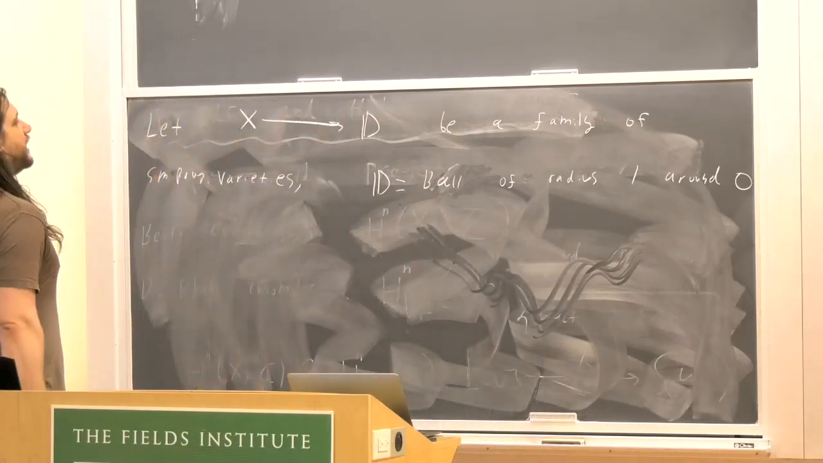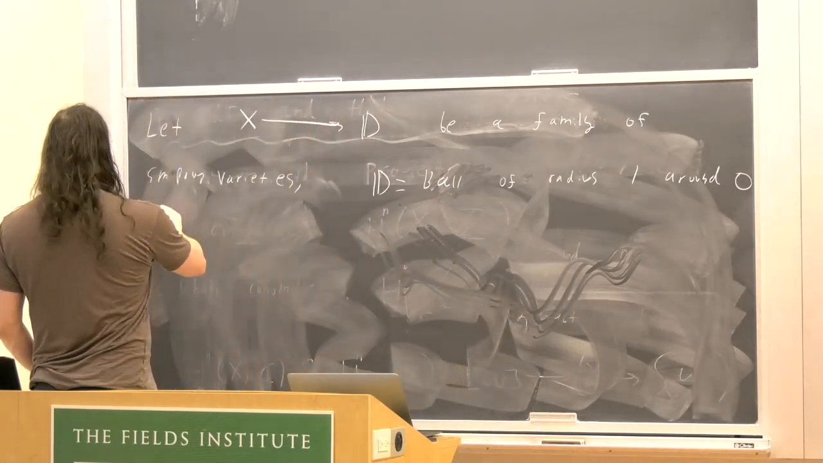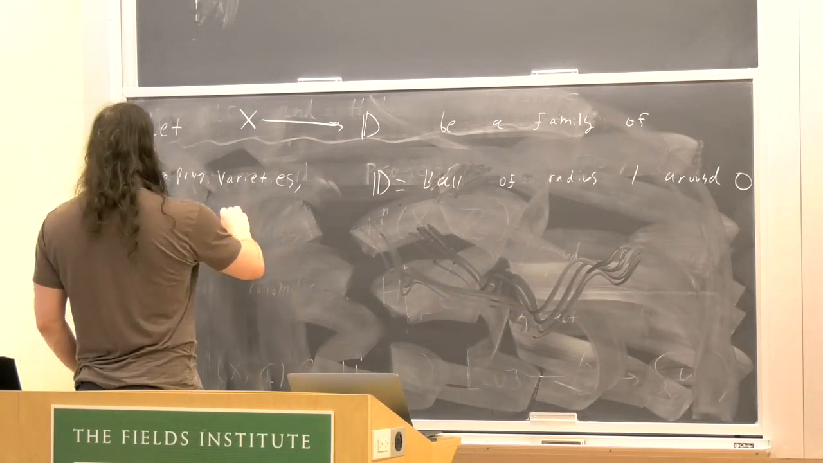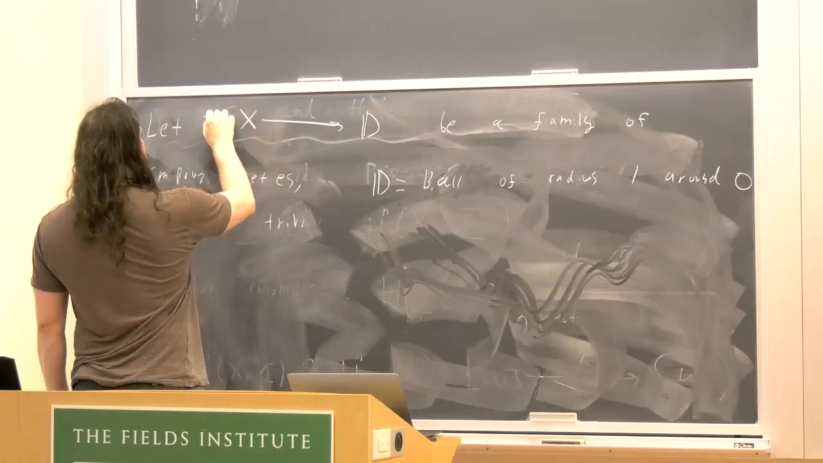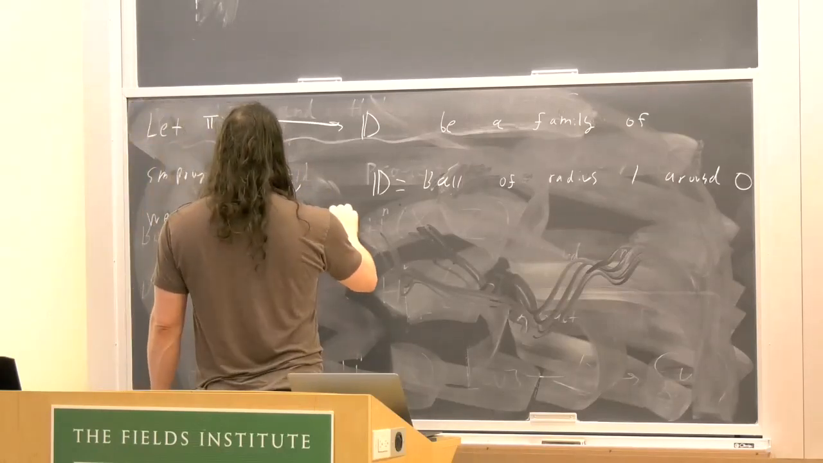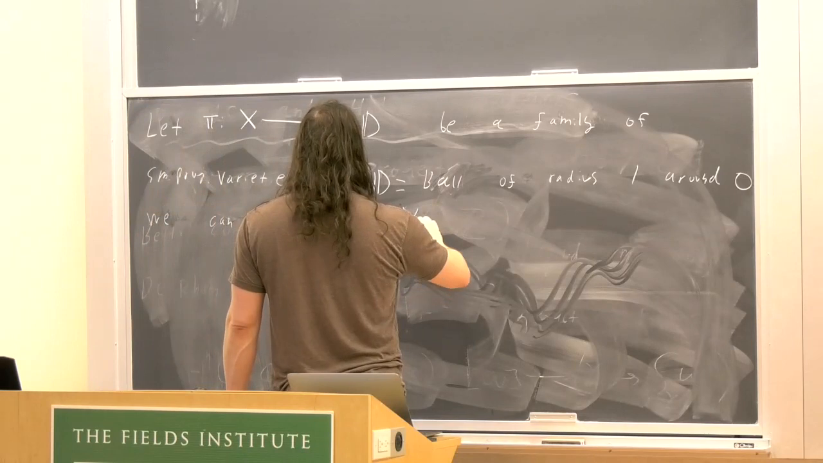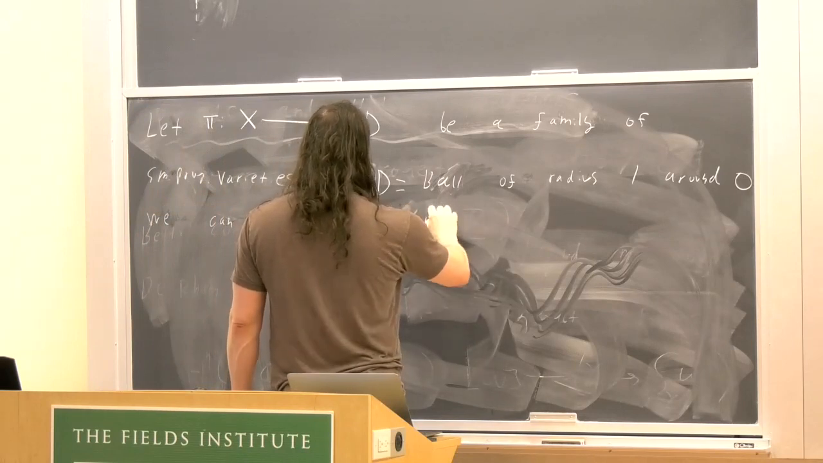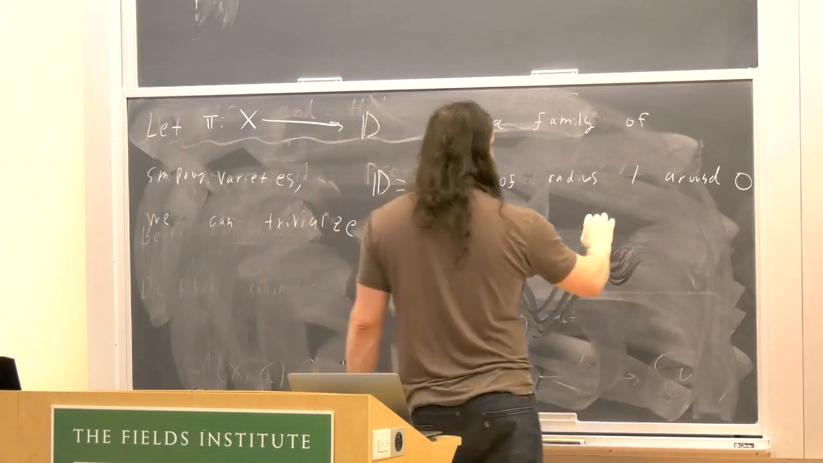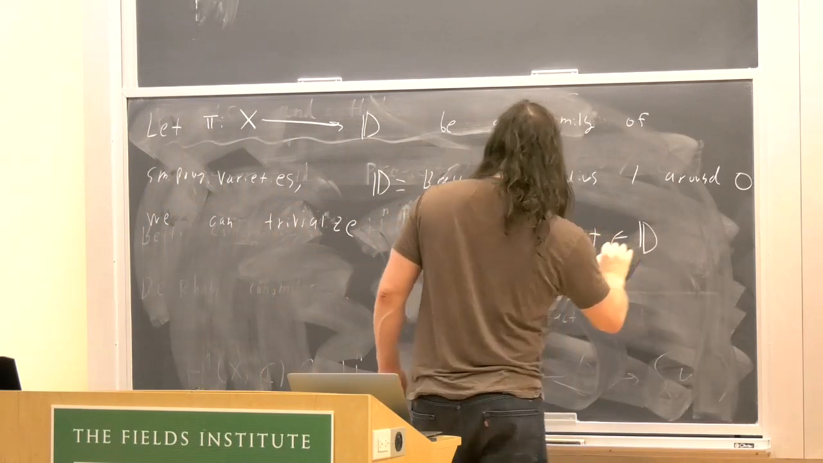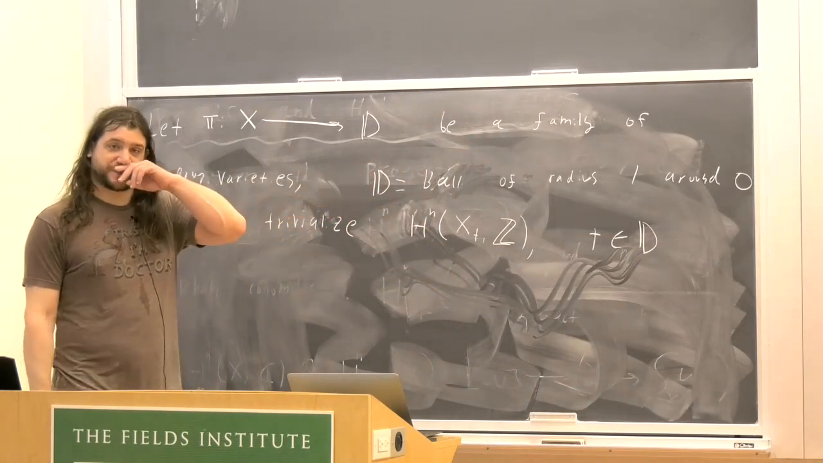Well, since you're over a disk and a disk is simply connected, one thing you can do in this case is we can trivialize. Let me call this phi or pi. We can trivialize the cohomology of the fibers x sub t, z, which is in the disk. So we can pick global coordinates for the cohomology classes of the fibers, because D is simply connected.